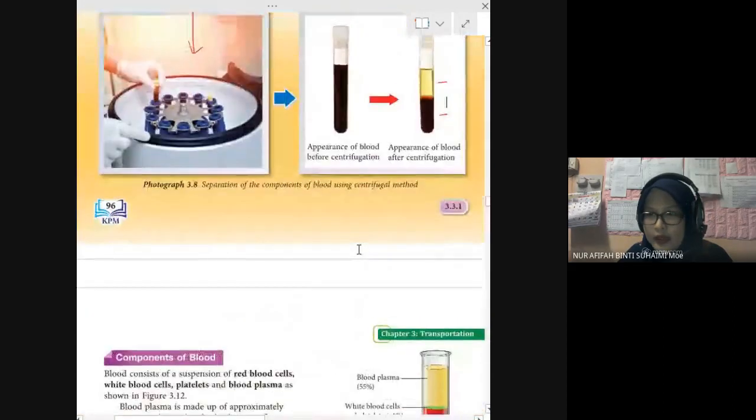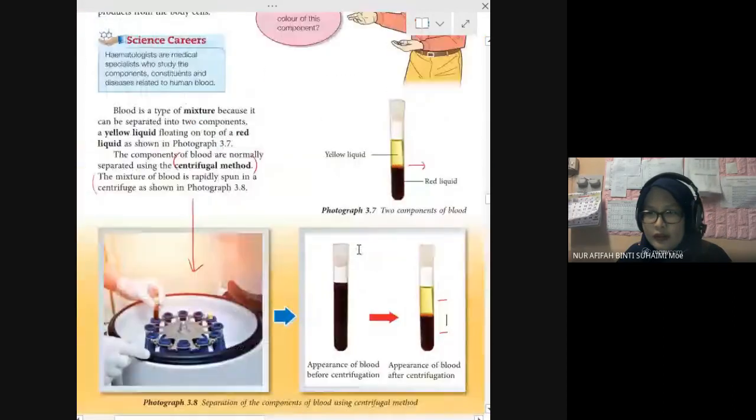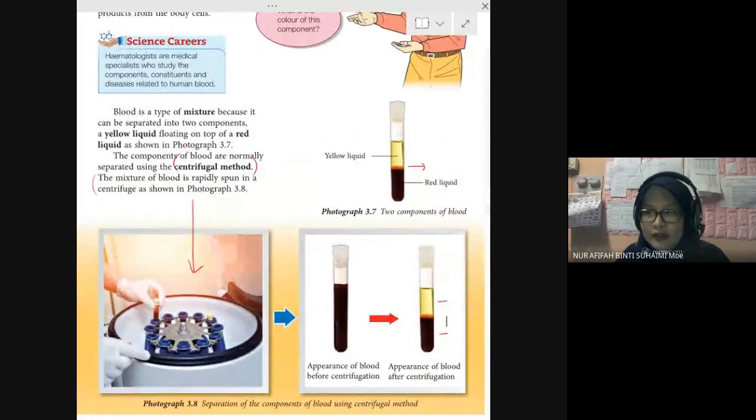Tak nampak? Yang lain nampak ke? Tiga yang tak nampak, yang lain nampak tak? Yang lain nampak tu. Cuba keluar dan masuk balik.